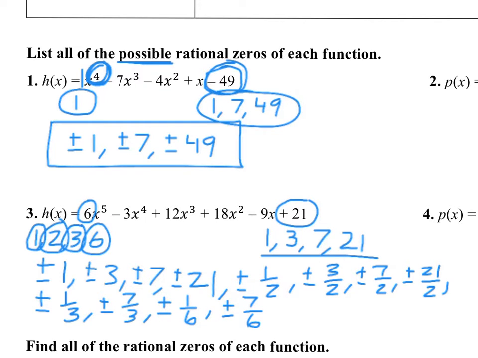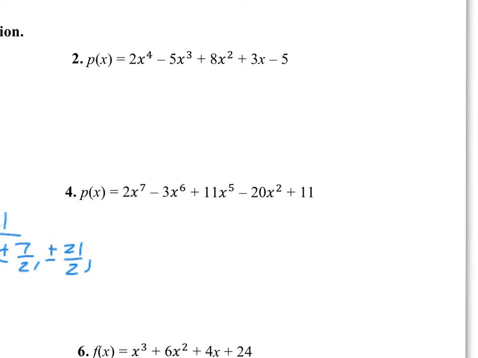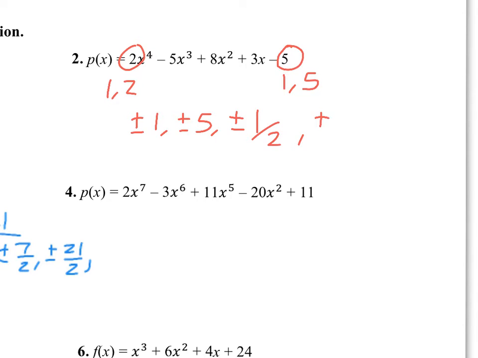All right, I'm going to do the evens now. Okay, so constant is 5. Factors of 5 are only 1 and 5. Leading coefficient is 2. Factors of that are 1 and 2. So it's going to be a short list, plus or minus 1, plus or minus 5. And now divide them by 2. Plus or minus 1 over 2, plus or minus 5 over 2. So remember, it's the list on the right divided by the list on the left.